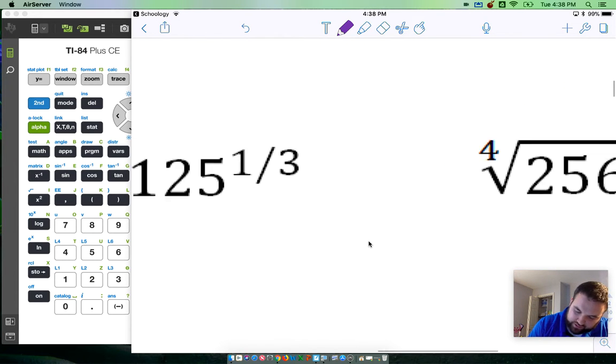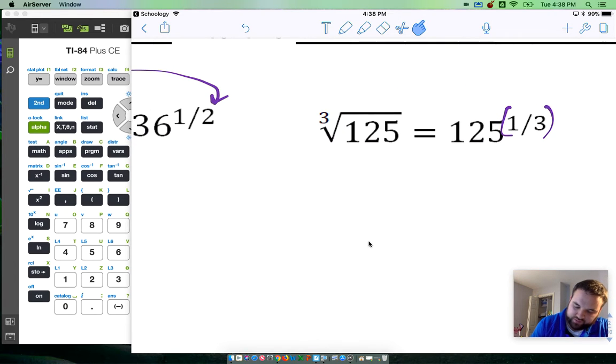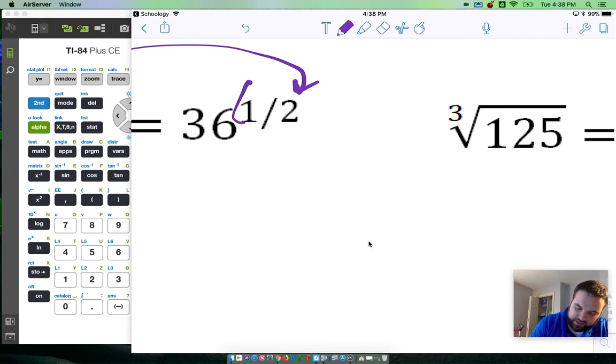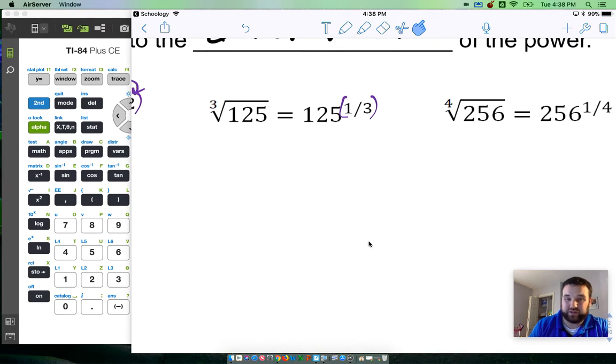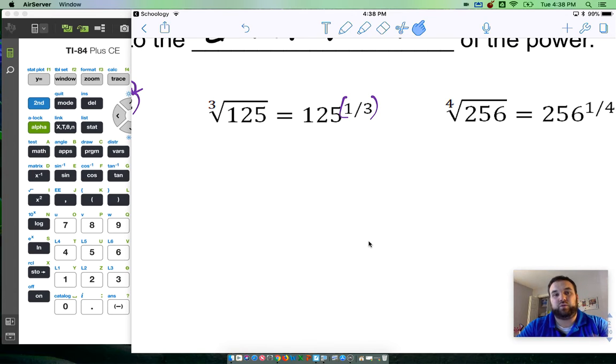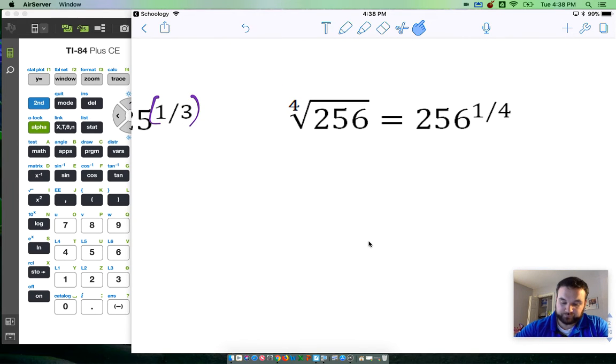The key here is that this is all in exponents. So if you want to put parentheses around this to make it obvious that the exponent is 1/2, feel free to do that. And actually, when we type it in the calculator, we do need to put those parentheses around the power. So it's a good idea just to get in the habit of that right away.